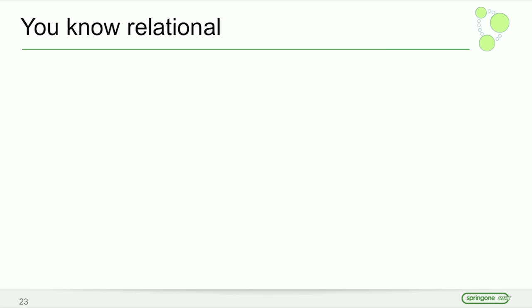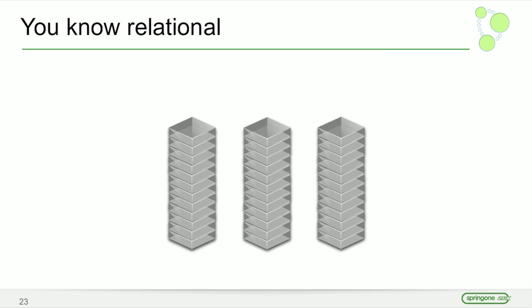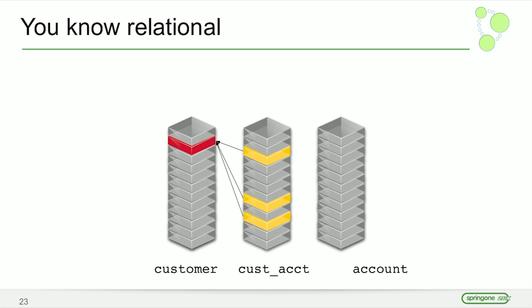OK, graph databases. We all know relational databases, right? No surprises there. So we have tables. So in this case, we have a customer table and an account table. And if you want to join them, so one customer can have many accounts, one account can have many owners. We need a join table in between, right? In any reasonably complex domain model, you probably don't have just one join table, but a bunch of them.